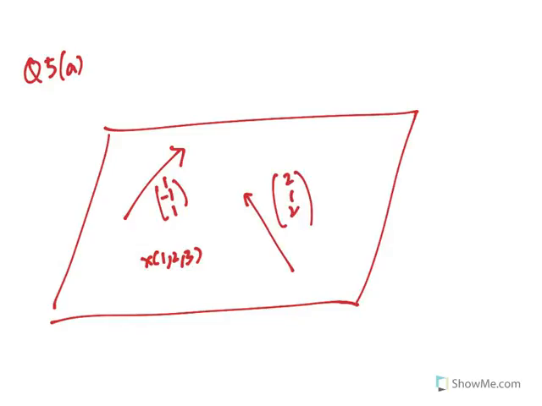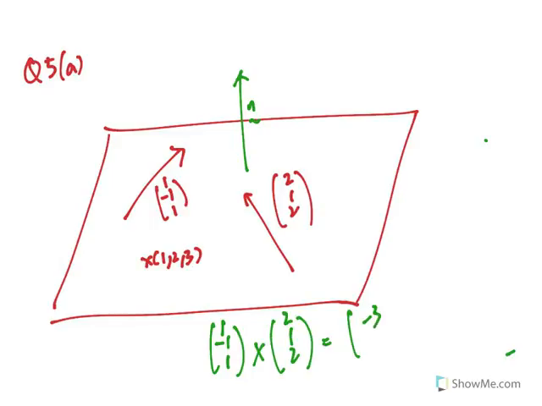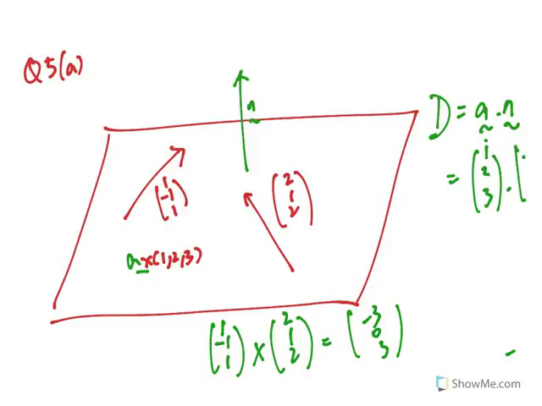Very quickly, I want to find a normal vector. I take 1, negative 1, 1 cross product 2, 1, 2, and I get negative 3, 0, 3. So this is my n. Now, I have this A, the so-called fixed point. Quickly, I want to find my D. D is just A dot n, so it's 1, 2, 3 dot product with negative 3, 0, 3. I get negative 3 plus 0 plus 9, and the answer comes out 6.